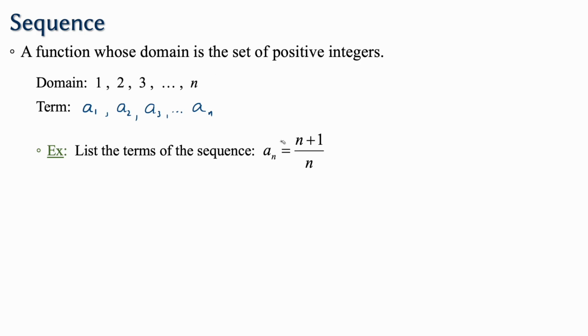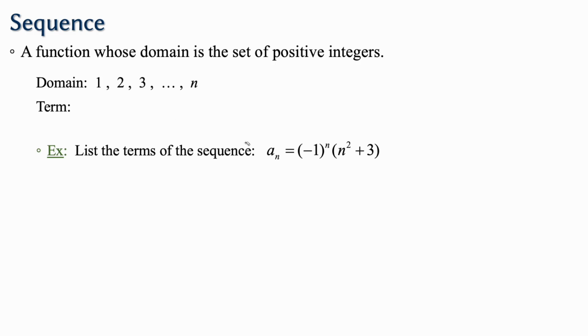So for example, if we have a sequence defined by a sub n equals n plus 1 divided by n, and we wanted to list the terms of the sequence, again, we would just be plugging in 1, 2, 3, and so on to see what that would look like. In this case, the sequence, if you were to lay it out, would look like 2. That's when you plug a 1 in. When you plug a 2 in, you'll get 3 halves. When you plug a 3 in, you'll get 4 thirds, and so on. It just keeps going for as long as you'd like.